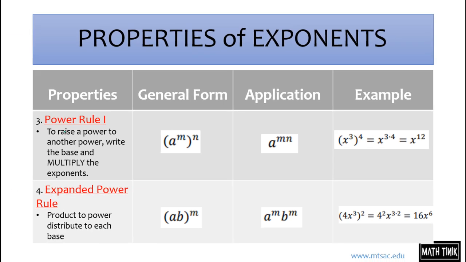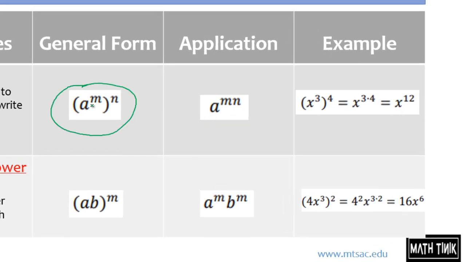Next, the third property is the power rule 1. In this case, to raise a power to another power, you have to write the base and multiply the exponents. So if you encounter this form, an example of this form, a raised to m, in parentheses, raised to the nth power. So as the rule says, to raise a power to another power, write the base. So we have to write the base and multiply the exponents.